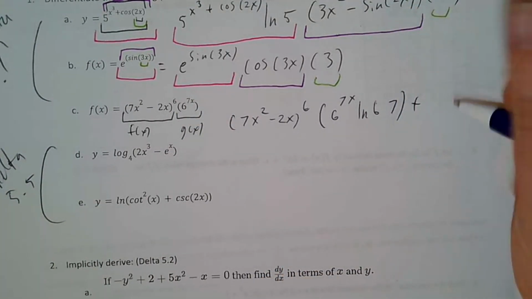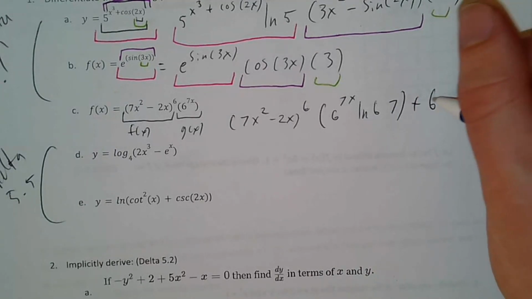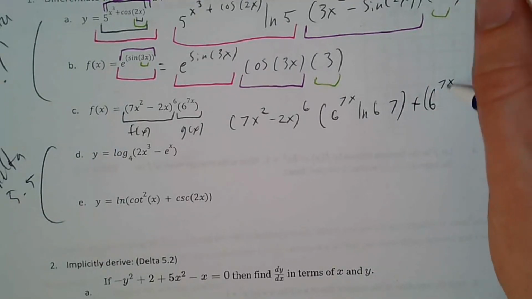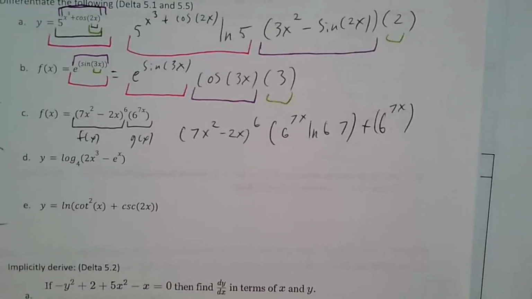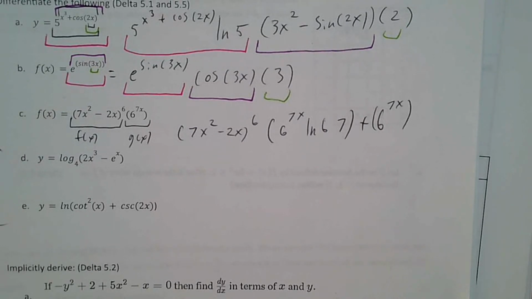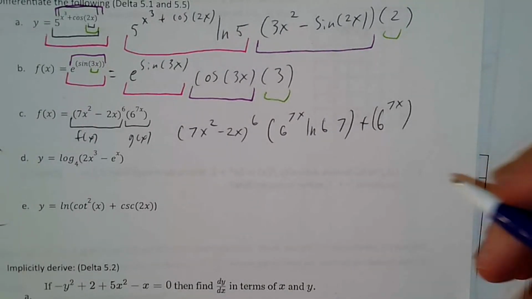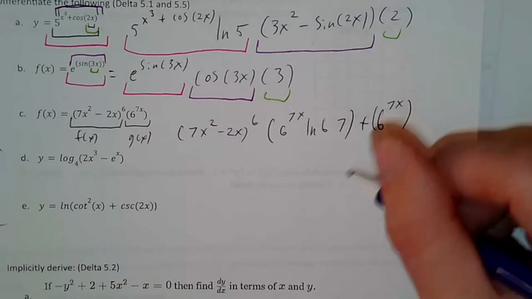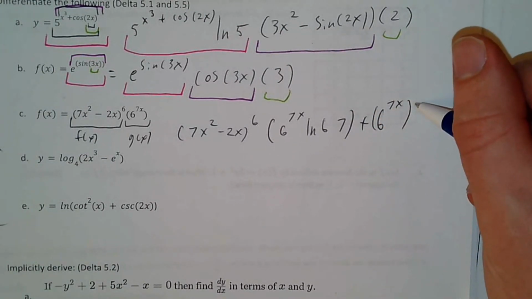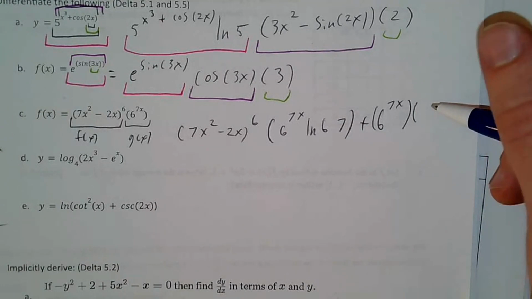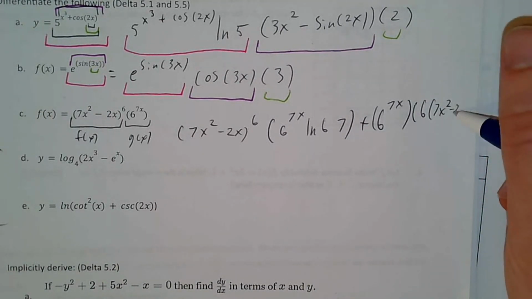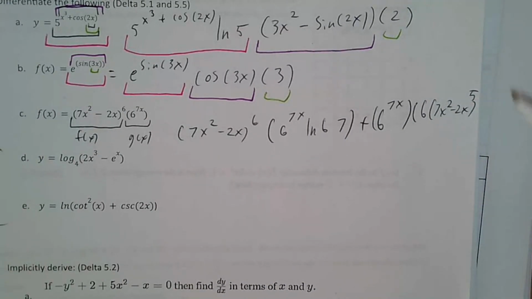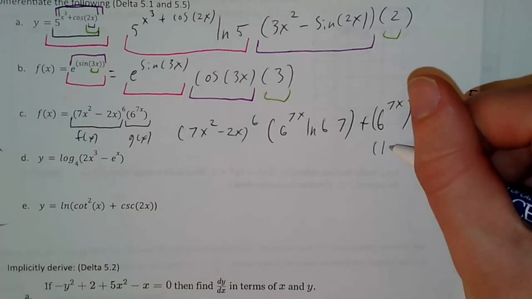Plus right d left, so it's 6 to the 7x times the derivative of this right here. We're going to be running out of space. That's another chain rule. I'm going to write it below here. It's going to be 6 to the 7x squared minus 2x to the 5th times the derivative of the inside, which is 14x minus 2.